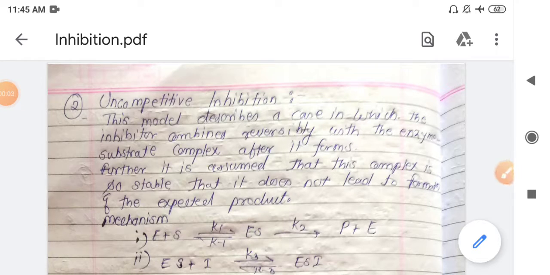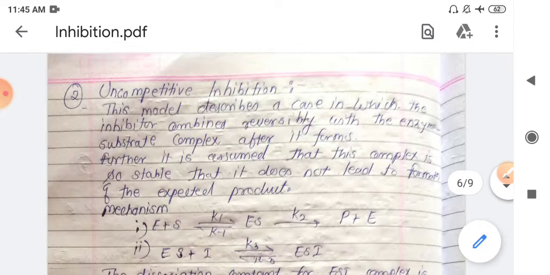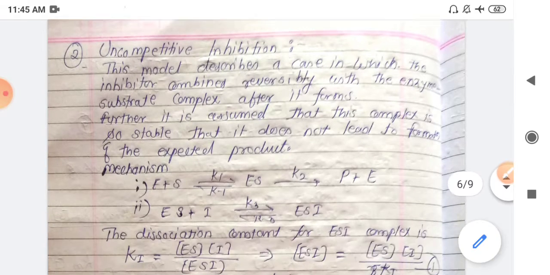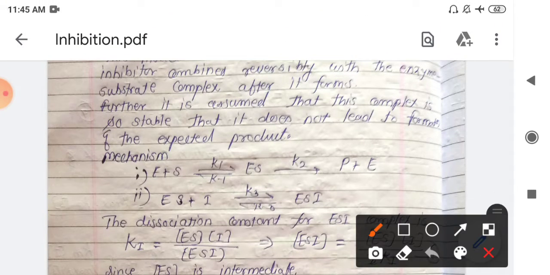So we have previously finished with the competitive inhibition. Now we'll start to see the second part, that is the uncompetitive inhibition. So in this mechanism, there is a change in what? The second step. The first step remains common for all three mechanisms, that is E plus S giving ES complex, which will form the product P and the enzyme is regenerated.